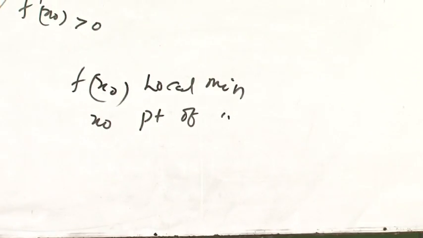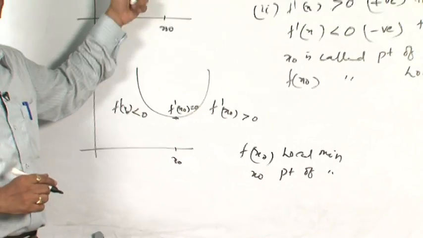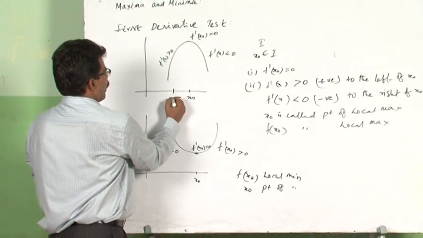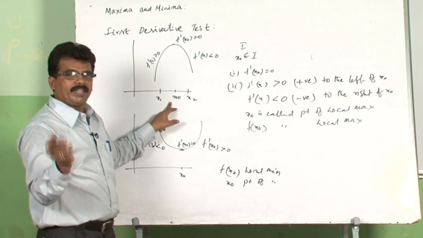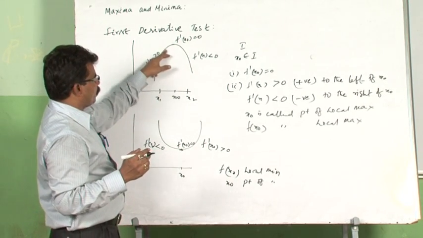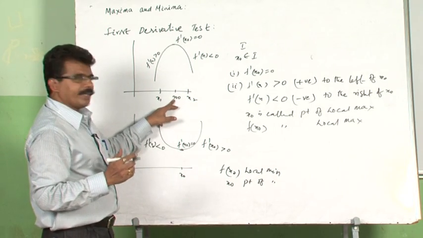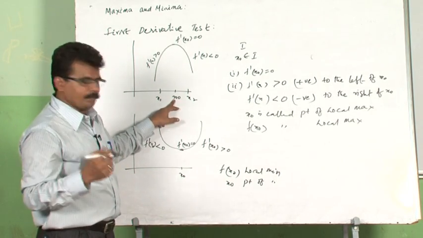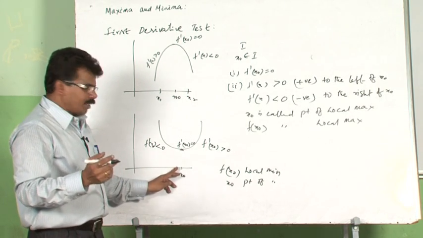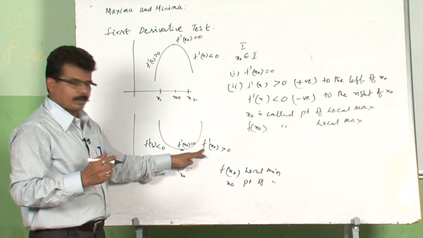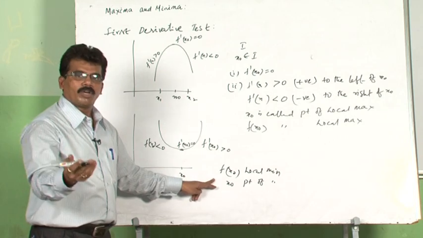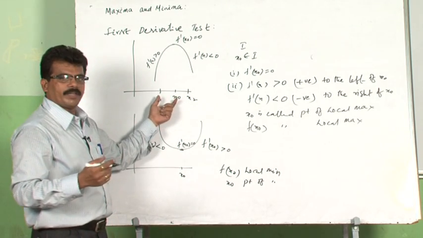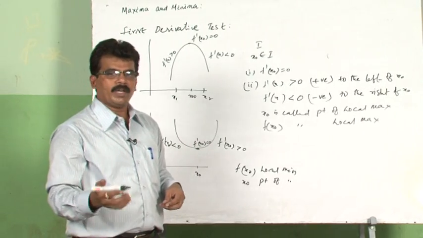So in this way, to find the local maxima or local minima using the first derivative test, we take 2 points x1 and x2 on either side of x naught and find the sign of the derivative. If the sign is positive and negative, then x naught is a point of local maximum. If the sign of the derivative is negative and positive on either side of x naught, then x naught is called point of local minimum. So in this way we use the first derivative test to find local maxima and local minima.